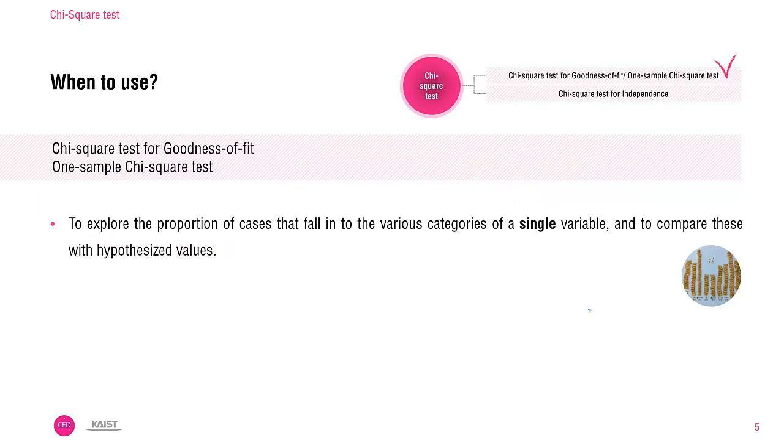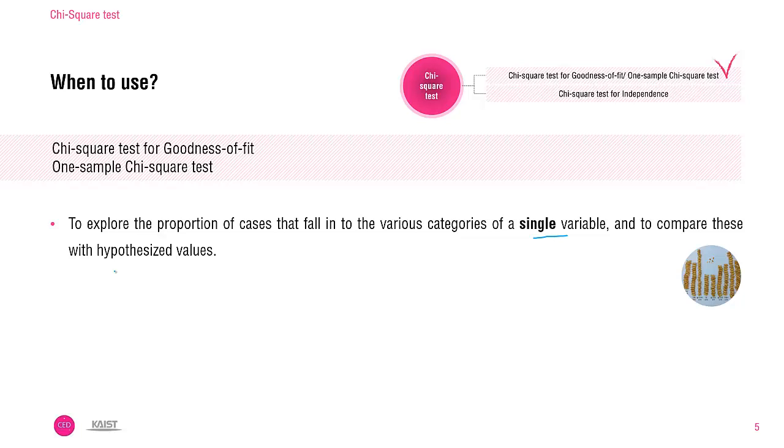Therefore, we use the chi-square test for goodness of fit in order to explore the proportion of cases that fall into the various categories of a single variable and to compare these ratios, these proportions, with hypothesized values. So whether the number of males and females are fitting to the hypothesized values such as 1:1 or 1:2.